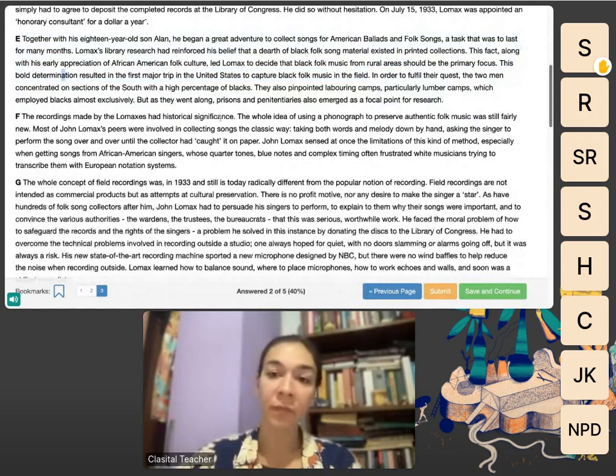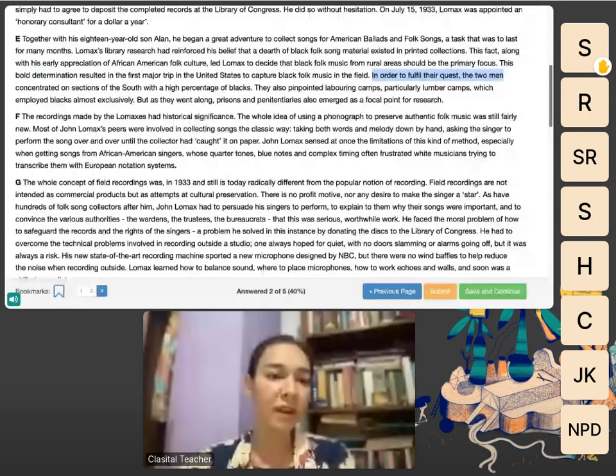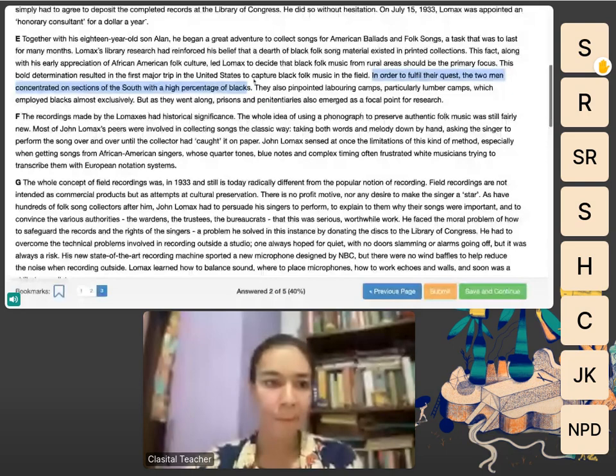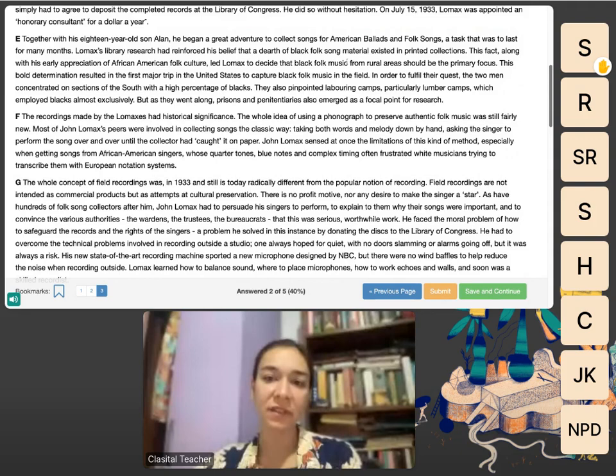In order to fulfill their quest, the two men concentrate on the sections of the South with a high percentage of blacks. Together with his 18-year-old son, a task lasted 4 months. This fact, along with his early production of African American folk, led Lomax to decide that black folk music from rural areas should be the primary focus.